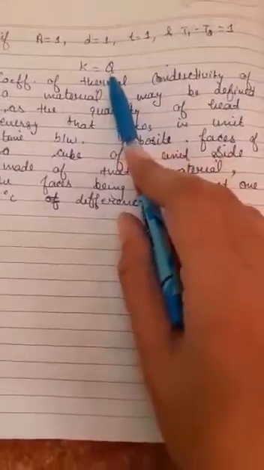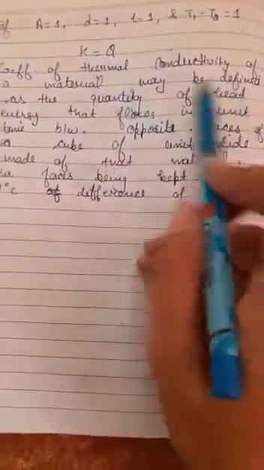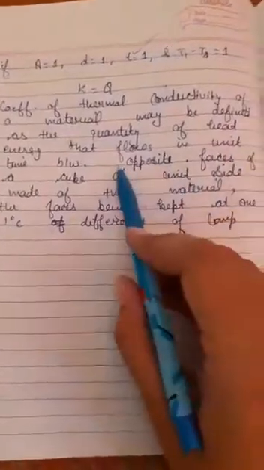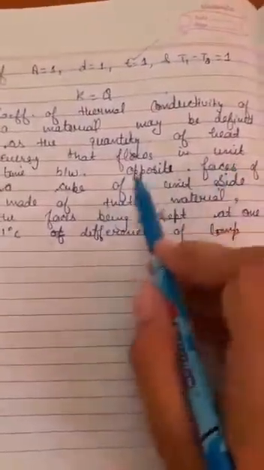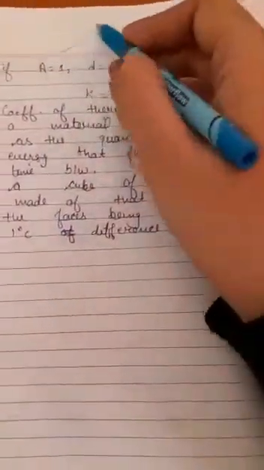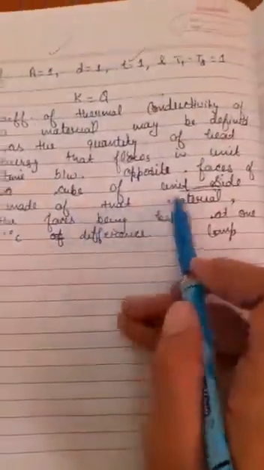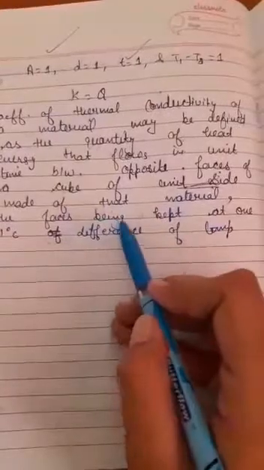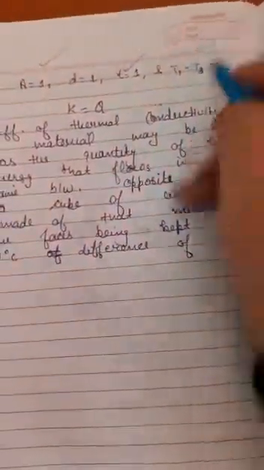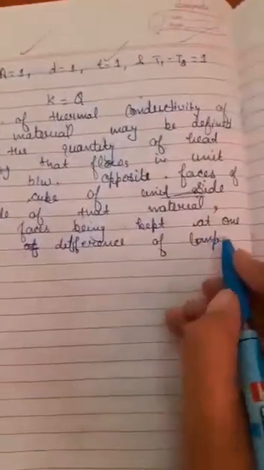That means the coefficient of thermal conductivity of a material may be defined as the quantity of heat energy that flows in unit time, I have taken unit time, between opposite faces of a cube of unit side. Here the area is also taken as unit side, made of that material, the faces being kept at 1 degree difference of temperature.